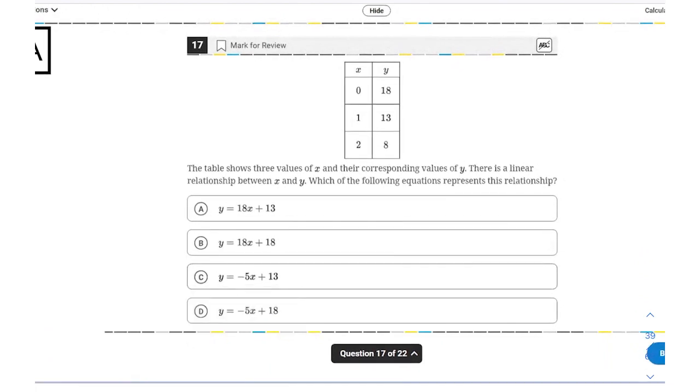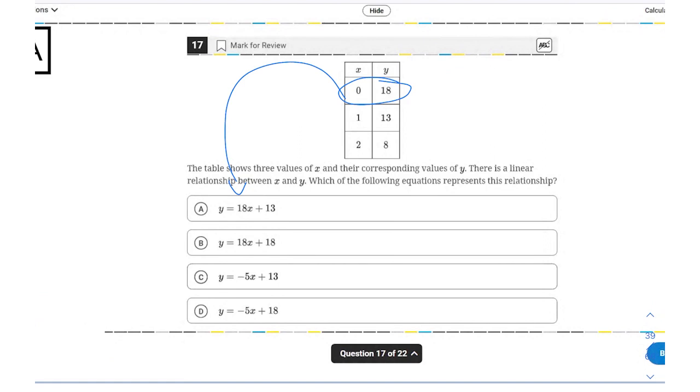Here we have an xy table, and it says the table shows 3 values of x and their corresponding values of y. There is a linear relationship between x and y. Which of the following equations represents this relationship? So whenever you see a question that's set up this way, our first instinct should be to take these corresponding pairs, these coordinate pairs for x and y, and try plugging those in to your answer choices. You could try to create this equation on your own and figure out the slope and do a few more sophisticated calculations, but this is going to be really straightforward and fast.